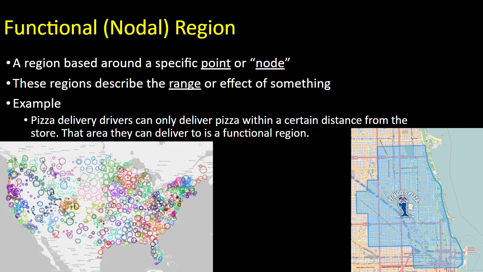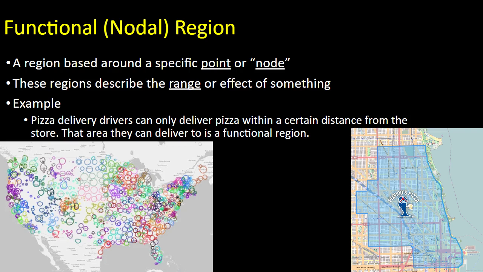Functional regions are weird. You're never going to see a sign that says, "Congratulations, you've made it inside this functional region." Did you just say congratulations? I guess I did. It's built around a specific point or a node. A node. Okay. Well, you might be wondering, what's a node? A node is just a place that has an influence around it. You might be wondering, what do I mean by influence?